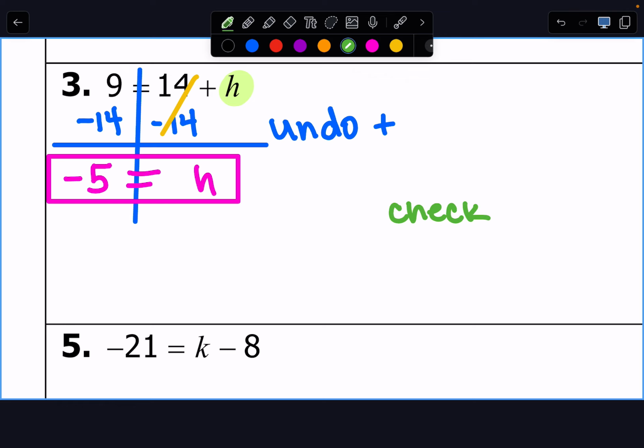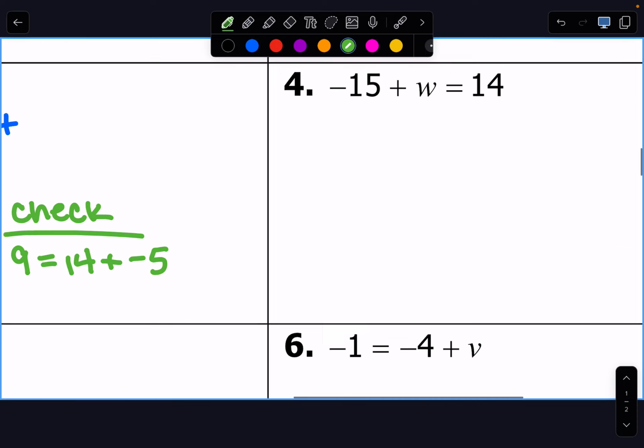Okay, just to make sure we did it right, 9 equals 14 plus h. But if h is negative 5, do we agree that 14 plus negative 5 will equal our 9? Sure? Yeah. That doesn't sound very confident, Channing. Okay.